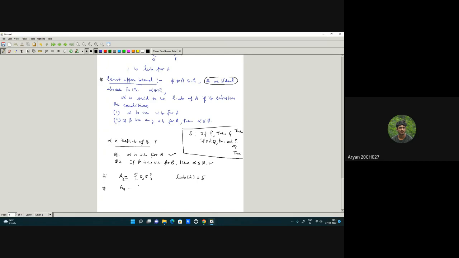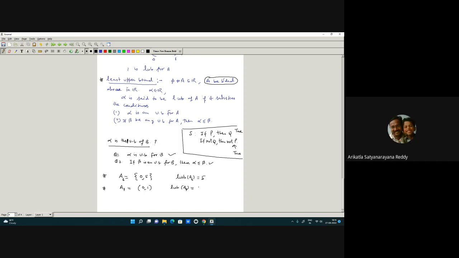Yes, sir. We take the set equal to the open interval (0,1), and we claim that... What is its least upper bound? Okay, he is not audible. So can anyone else say what is the least upper bound of this set A? Yes, Sahil, go ahead. Sir, 1.